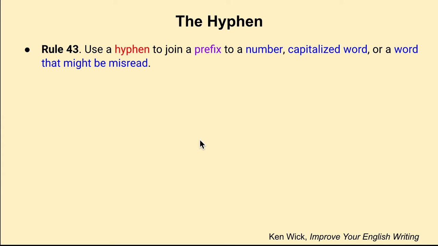So rule number 43, this time use a hyphen to join a prefix to a number, capitalized word, or a word that might be misread. So you always use a hyphen when it's a number, a capitalized word, or a word that might be misread. So let's look at the various situations. To a capitalized word, should have done the numbers first, but oh well.